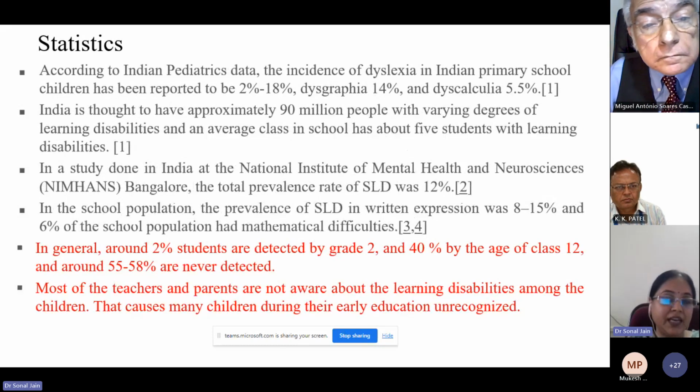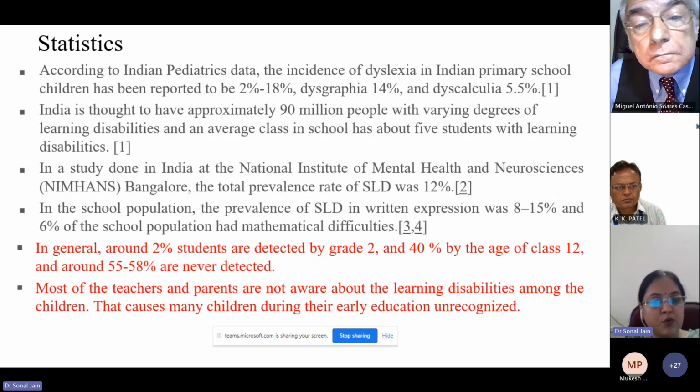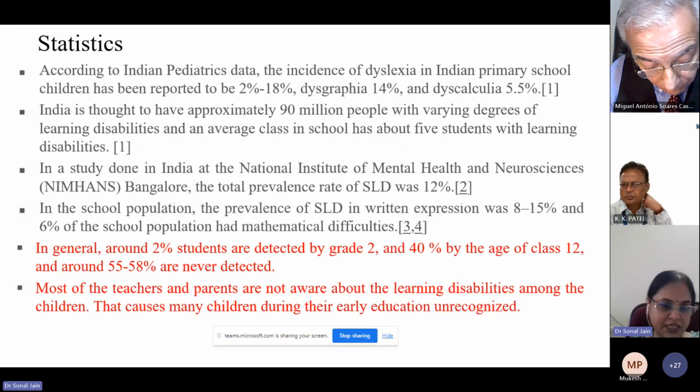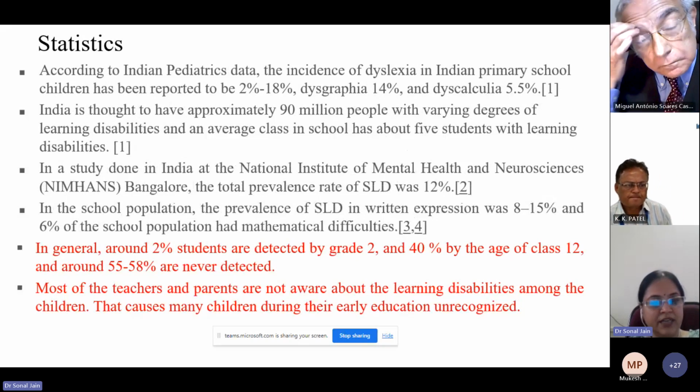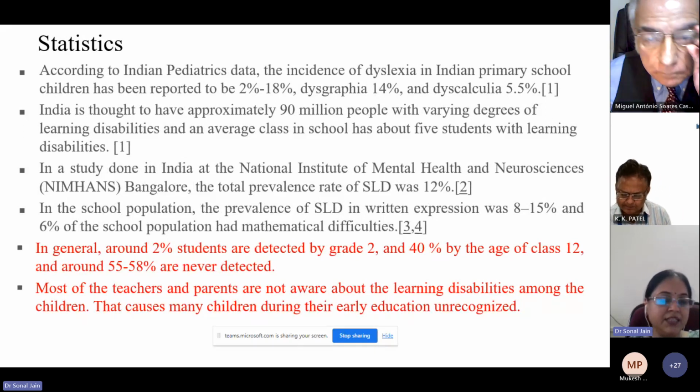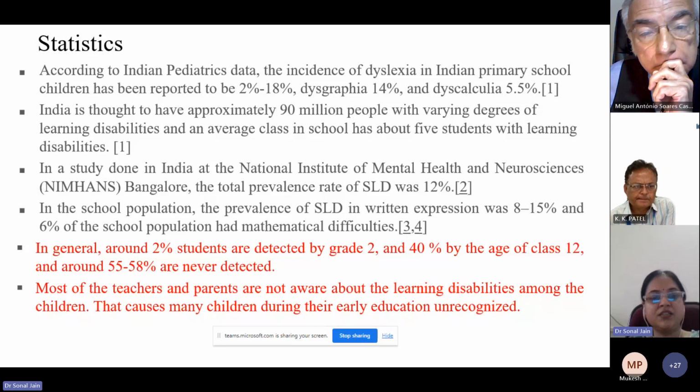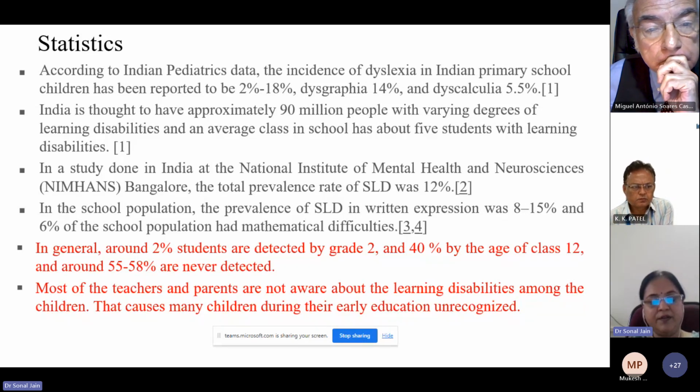In general, these are the reported ones, but only 2% of the students are detected by grade 2, and 40% by the age of class 12. Around 55 to 60% are never detected. Most of the teachers and parents are not aware of learning disabilities among children, and basically it causes children to face difficulties at a later stage.